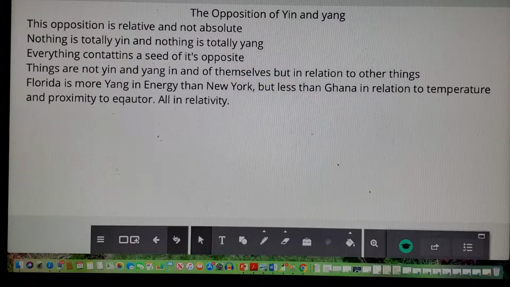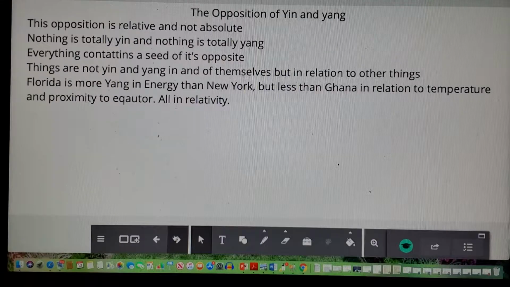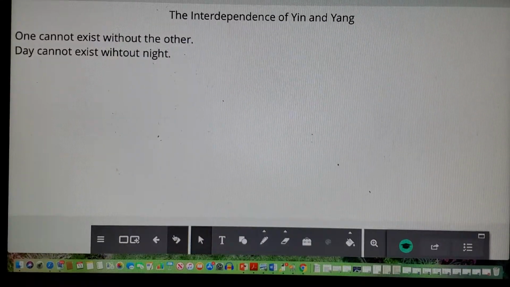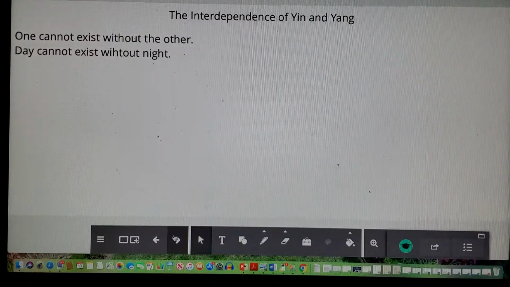So there are no absolutes in Chinese medicine, just like there are no absolutes in life. All right, I think I already went over this. One cannot exist without the other. Day cannot exist without night.